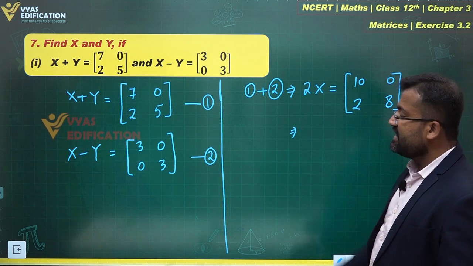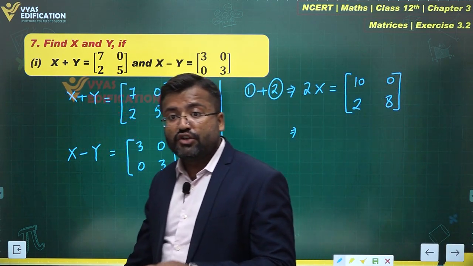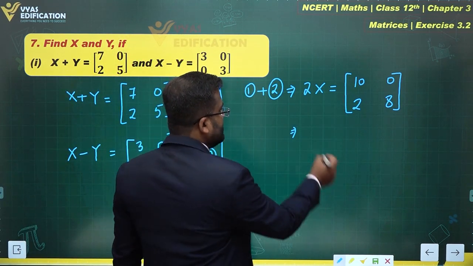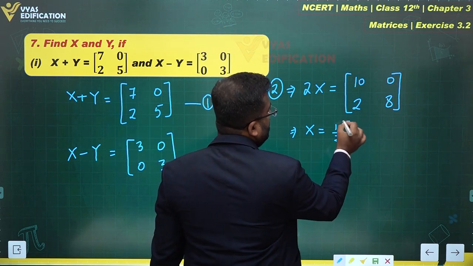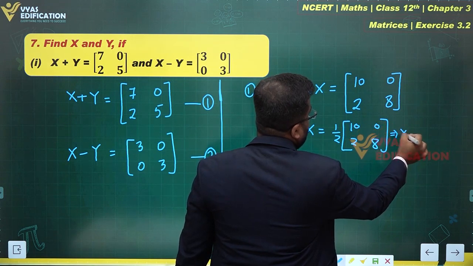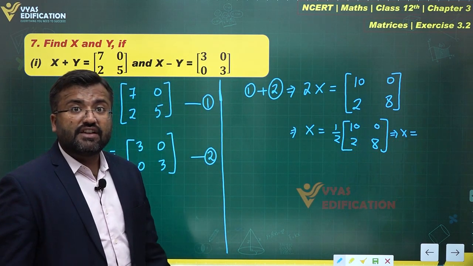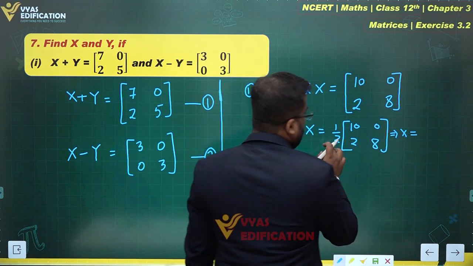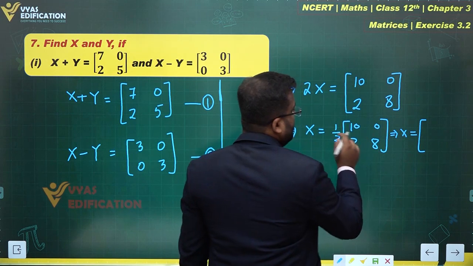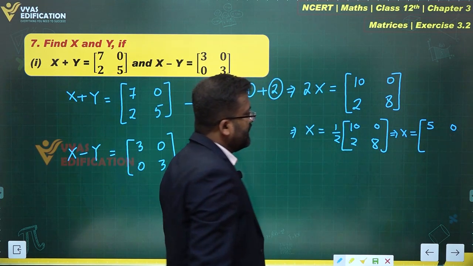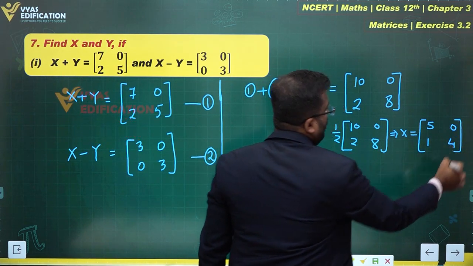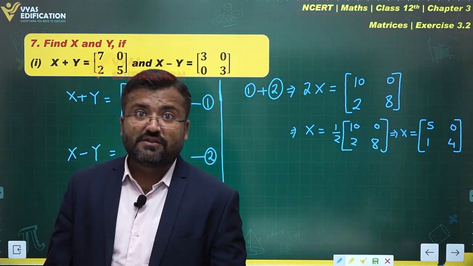Okay, and this implies you can get the value of x by dividing by 2 on both sides. Dividing by 2, we get x equals 1 by 2 times [10 0; 2 8], which implies that x will be equal to what? This 1 by 2 gets multiplied with each term inside the matrix, and that will give me 10 by 2, which is 5, 0 by 2, which is 0, 2 by 2, which is 1, and 8 by 2, which is 4. This is the matrix X for us, okay?